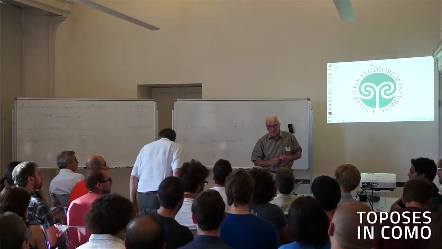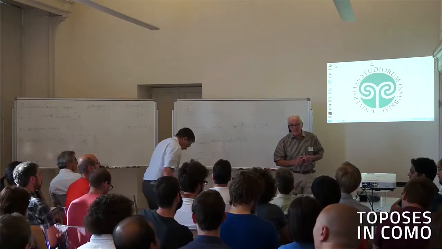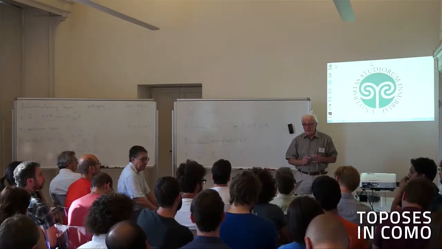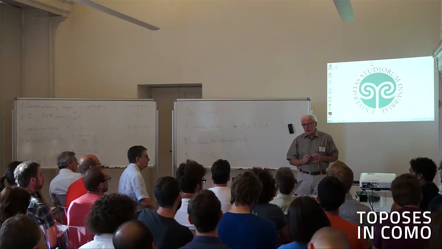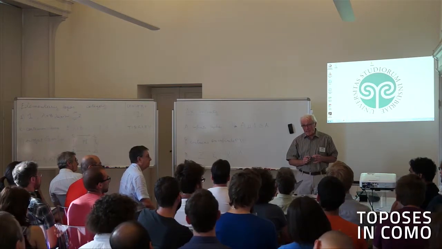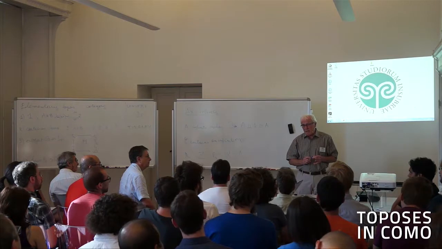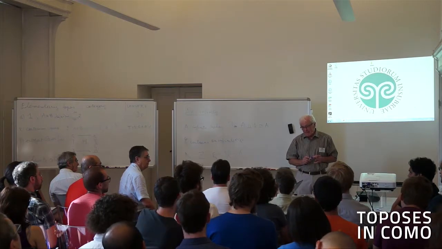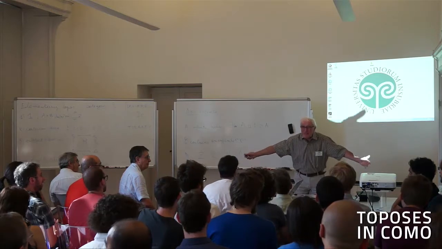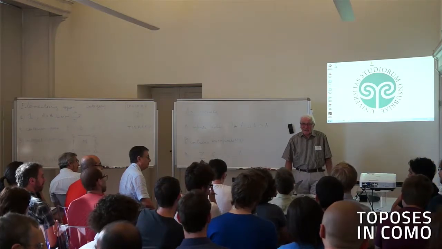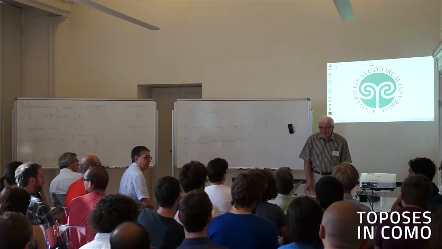Are there natural examples of elementary toposes which are not Grothendieck toposes? In logic, yes. In ordinary mathematics, no. Well, except of course finite sets or those things, but they are not the examples in which you are definitely interested.